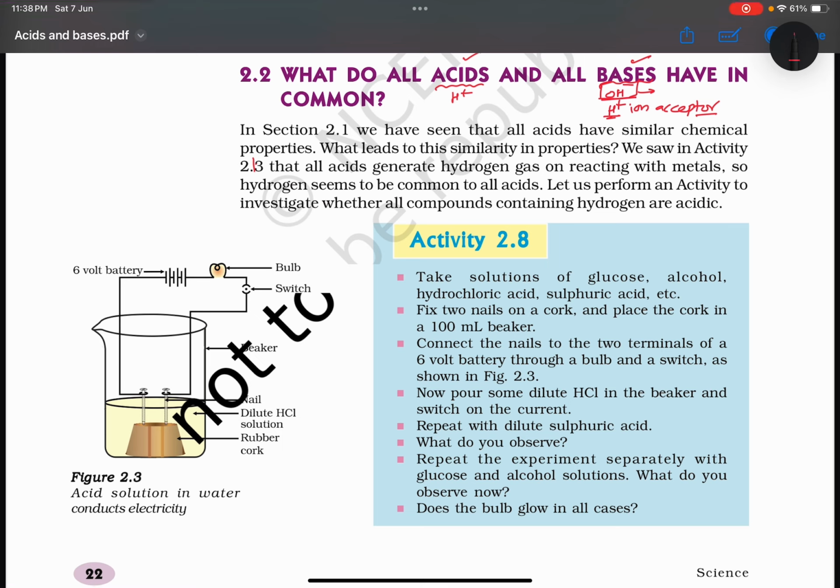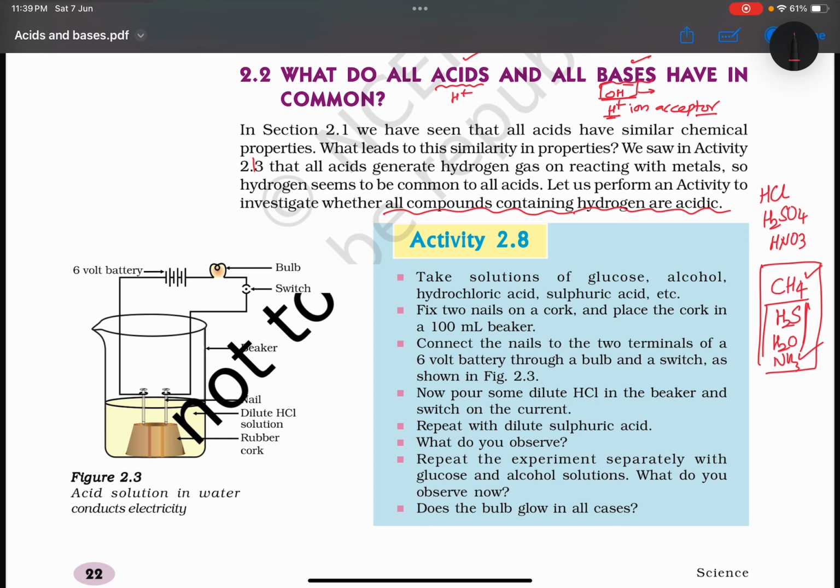Let us perform an activity to investigate whether all compounds containing hydrogen are acidic. That is very important. See, HCl is hydrochloric acid, H2SO4 is sulfuric acid, HNO3 is nitric acid. Methane, that is carbon, also has hydrogen, but it is not an acid. H2S and H2O, if you consider them, are not good acids. Methane is not an acid, ammonia is not an acid. Water and H2S are very weak acids. So if they contain hydrogen, it doesn't mean that they are acids.